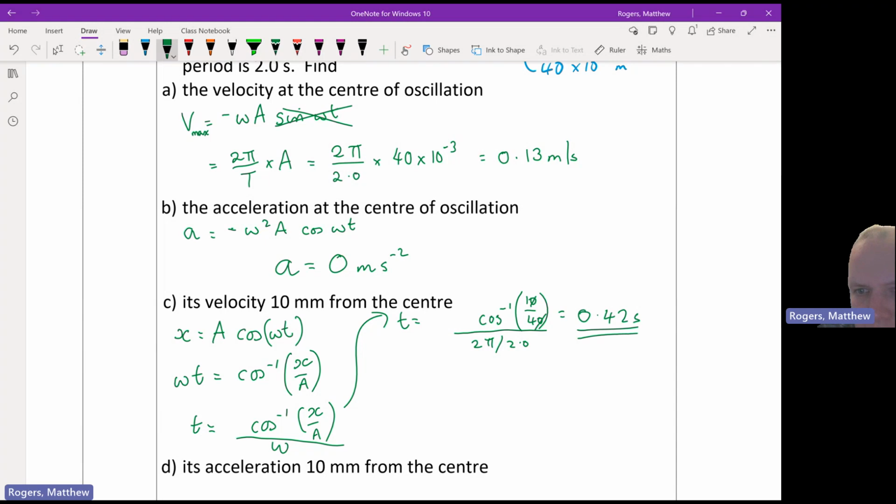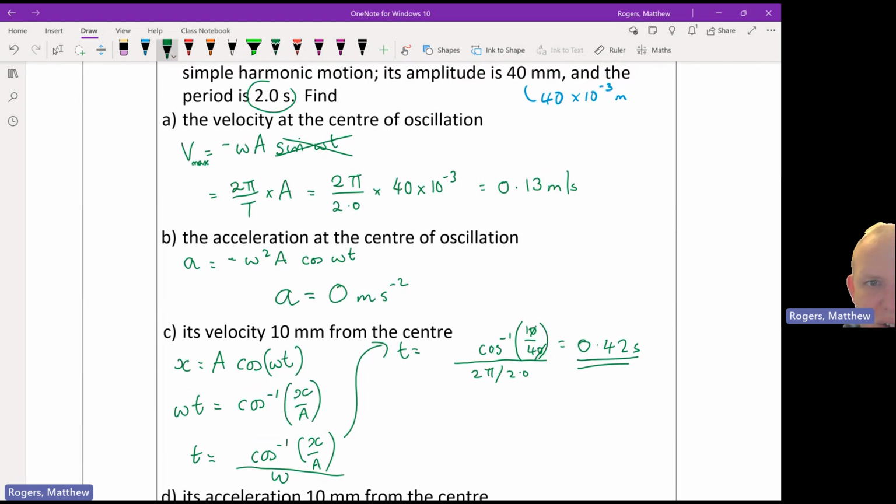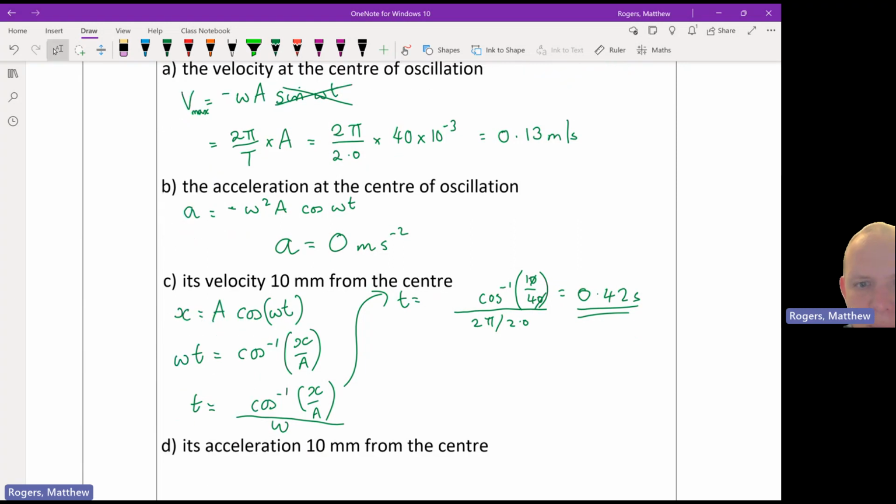As always with these things, it's worth just thinking when you get your answer out, does that sound reasonable? Well, my answer to start off with was 4 seconds, which clearly isn't reasonable because the time period is 2 seconds. So now we know the time at which its displacement is 10 millimeters.